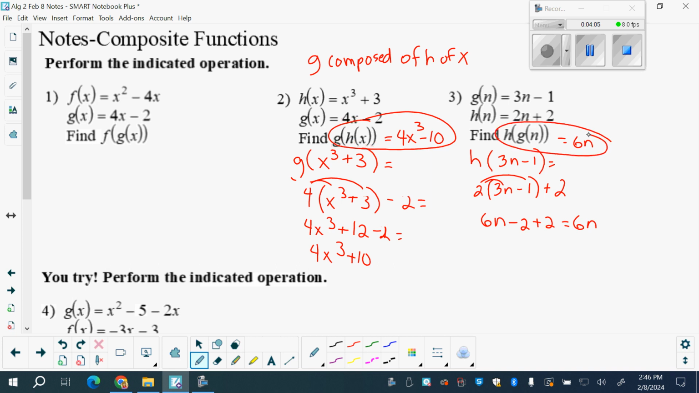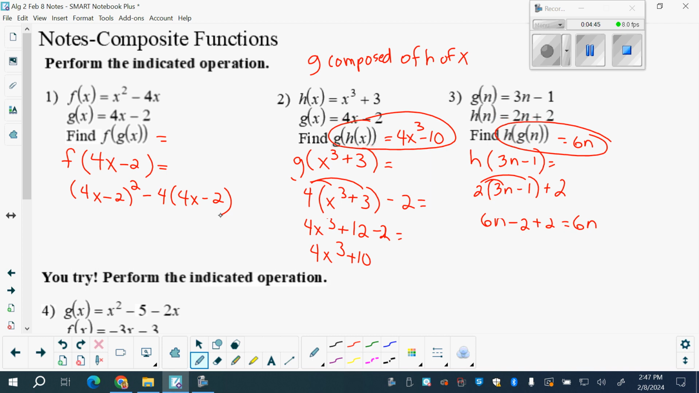Okay, now we're going to circle back to number 1. This one's a little harder. So we are doing f composed of g of x. So it's f of, what goes inside here? 4x minus 2, because that's what g of x is equal to. Does that make sense? Okay, so now we've got 2 places where we need to put this 4x minus 2. We put it in the first one, 4x minus 2 squared, and then minus 4 times 4x minus 2. So we had to put the 4x minus 2 here and here.